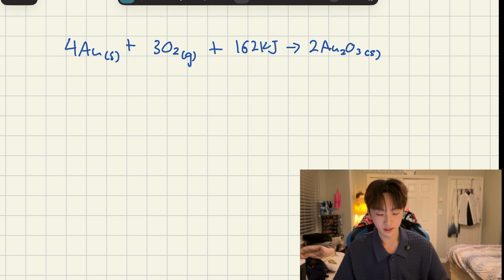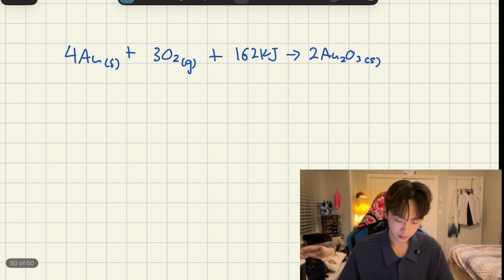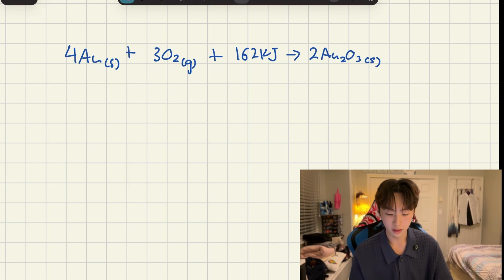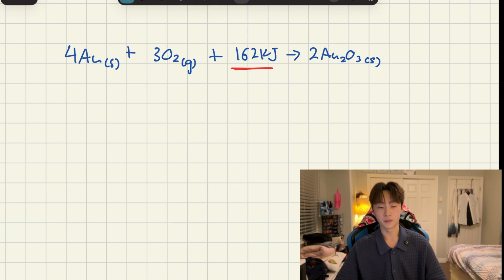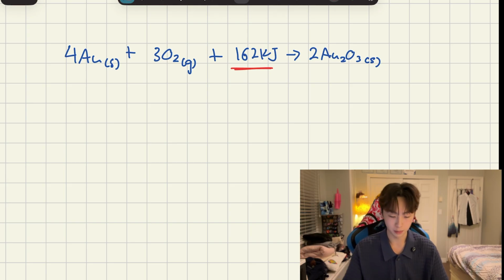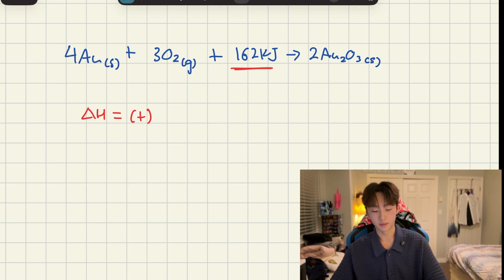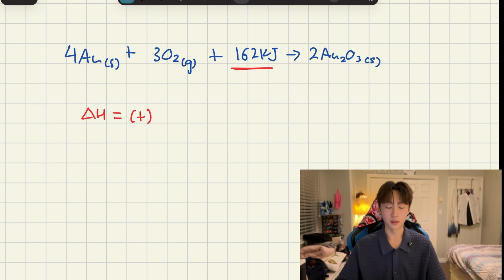Now for our second case, let's look at this example. So if we look at enthalpy first, we see that the heat term is on our left side. It's on the reactant side. So this reaction is endothermic. Endothermic, so delta H is positive. And that tells us that in terms of enthalpy, the reactants will be favored.